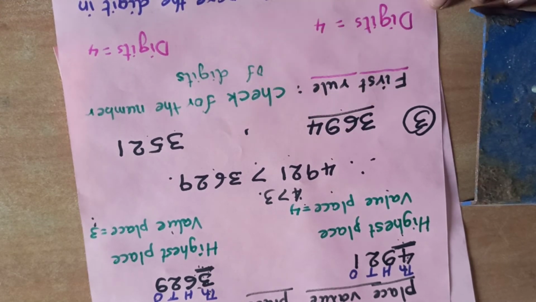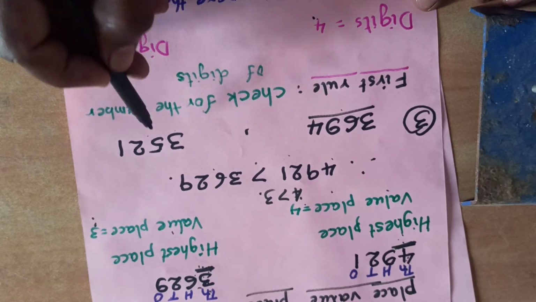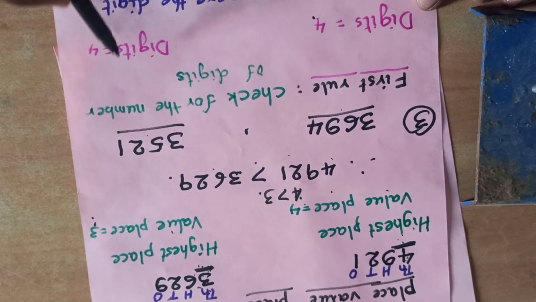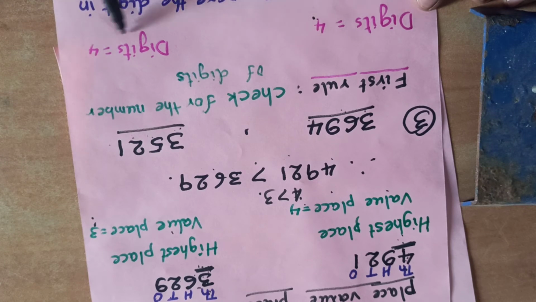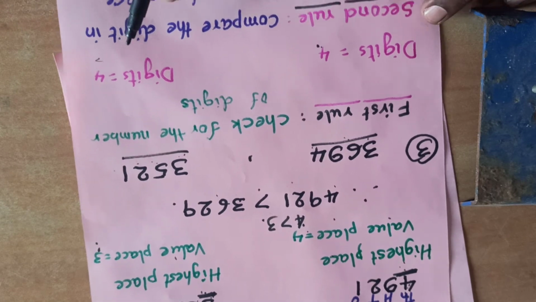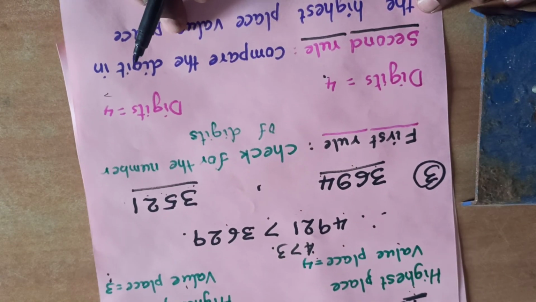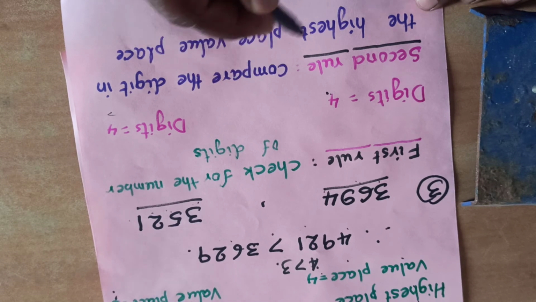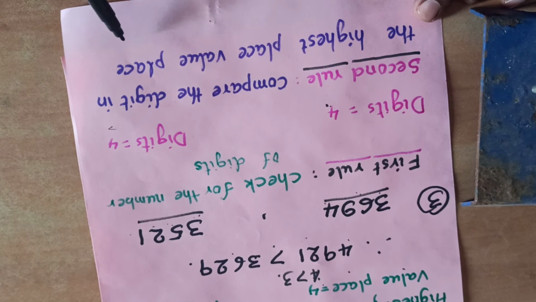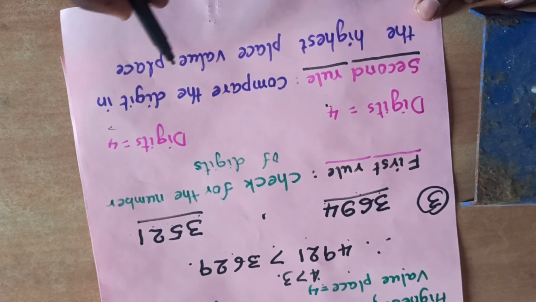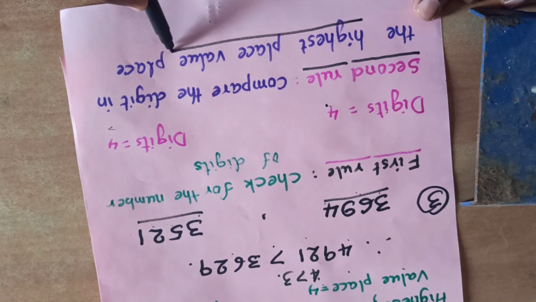Here in this number the number of digits is 4. In this number the number of digits is also 4. Here 1 2 3 4, here 1 2 3 4. So the number of digits is 4 in both numbers, the same. If the number of digits is the same, we compare the digit in the highest place value place, same as in the second example.